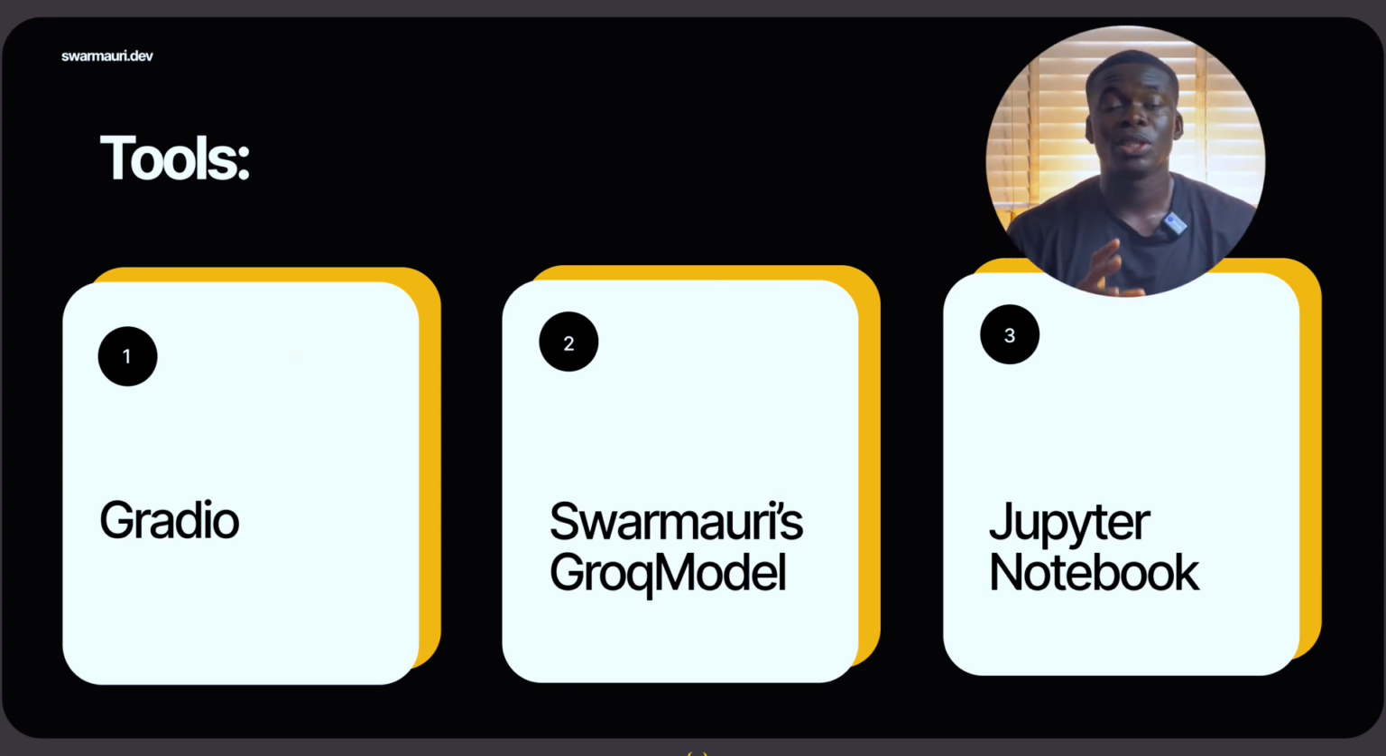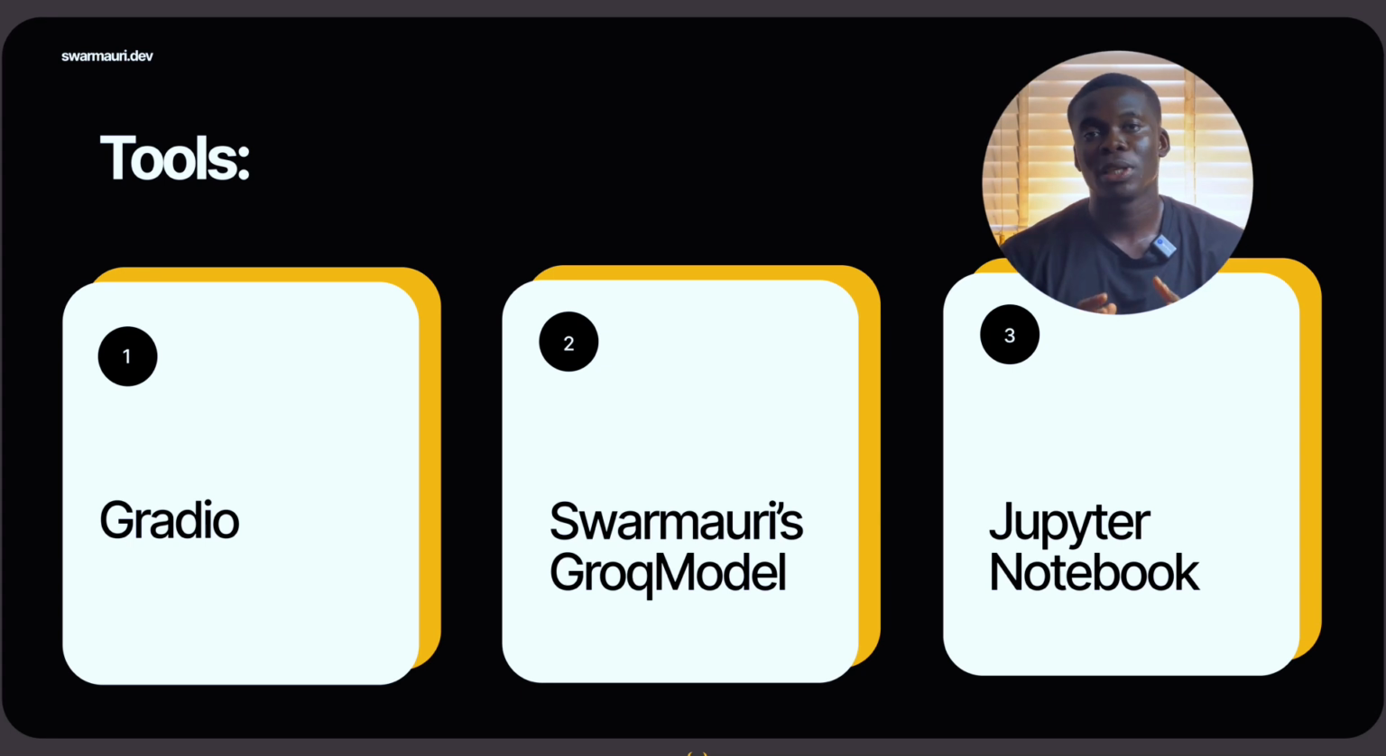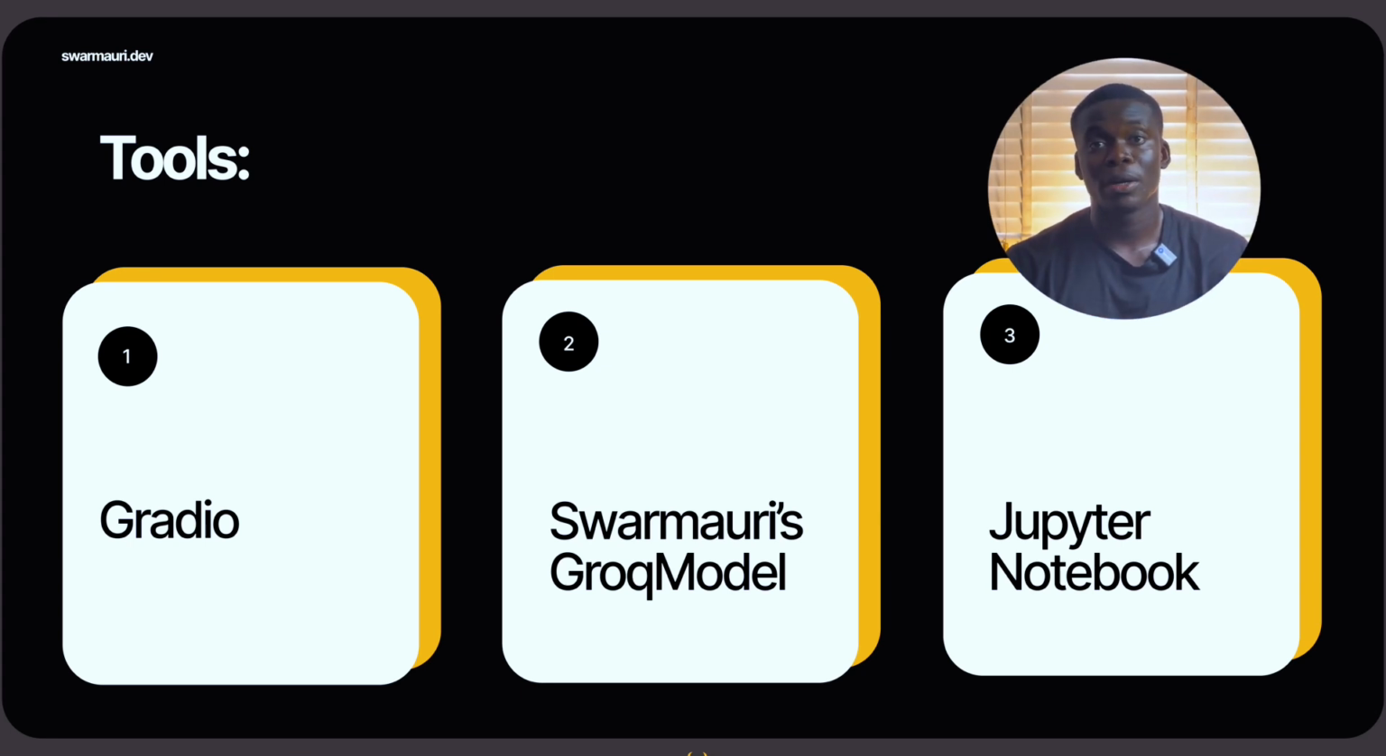Secondly, we're going to be using the swarmauri's Grok model, and it helps you to interact with different language models dynamically. Our IDE for this tutorial is going to be the Jupyter Notebook. I'm going to walk you through the project. Secondly, we're going to learn how to integrate the code. And thirdly, we're going to run the application.